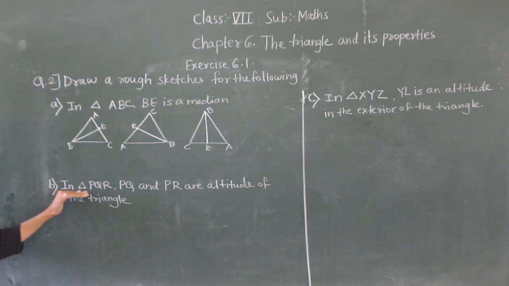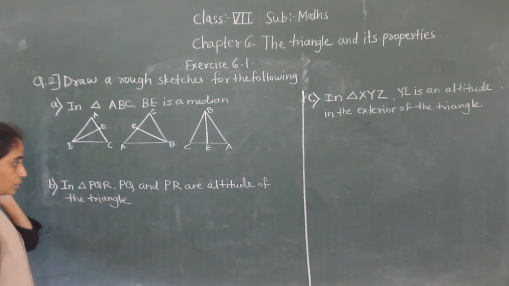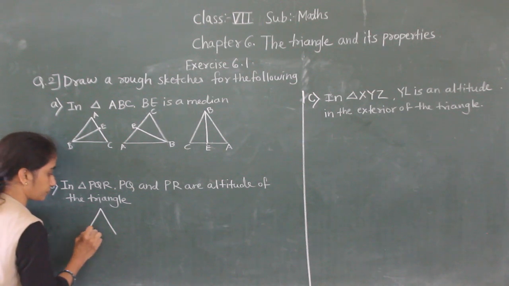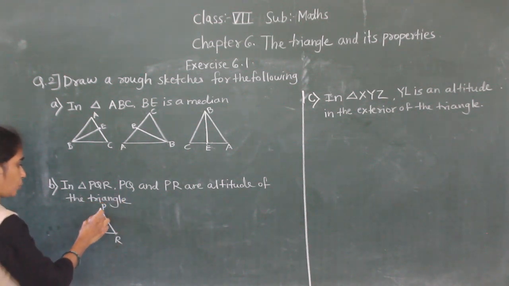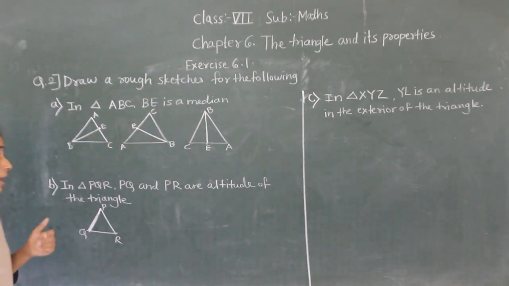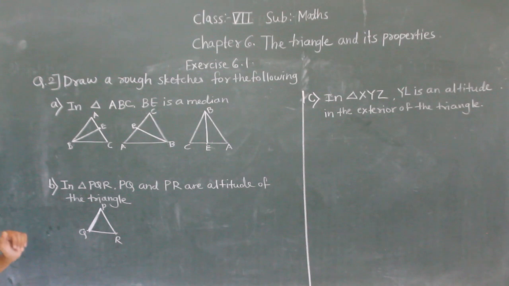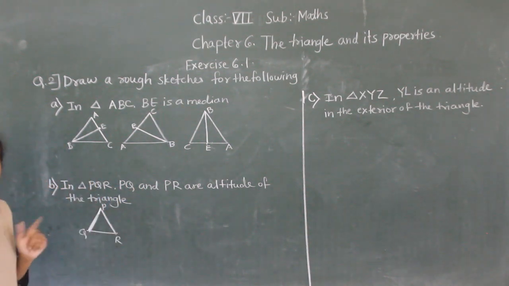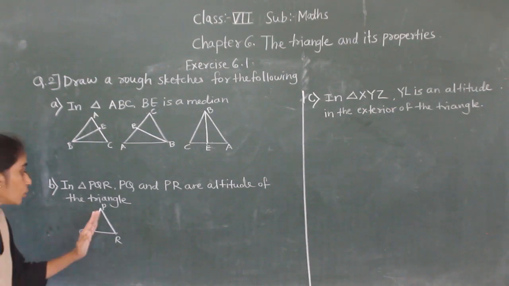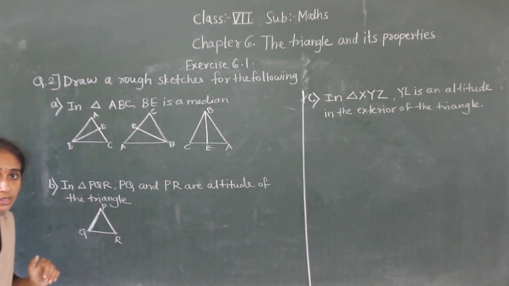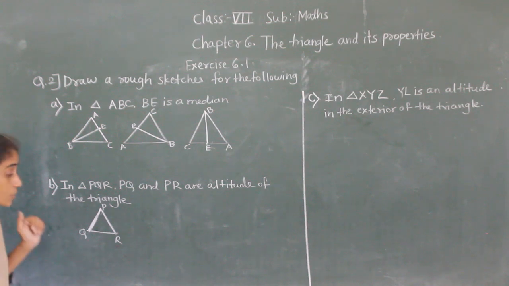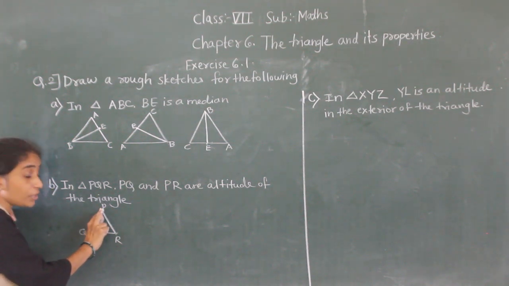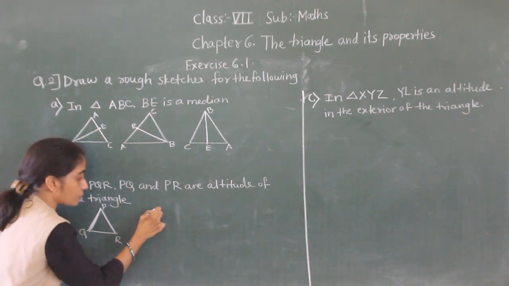In triangle PQR, suppose I draw a triangle PQR. What is given? PQ and PR are altitudes of the triangle. Now what is an altitude? It is a perpendicular. PQ is not perpendicular to QR, and PR is also not perpendicular to this. So how should it come? PQ should be the perpendicular, so suppose I draw it like this.